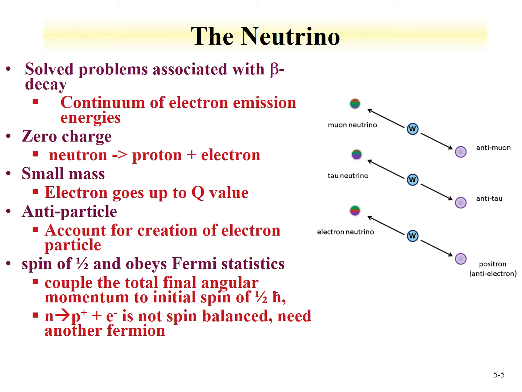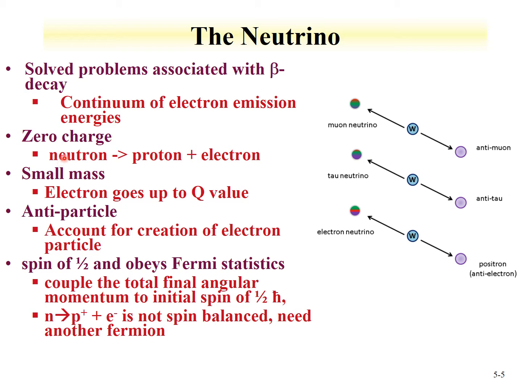Now, we can use this energy decay behavior to evaluate some properties associated with the decay, and one of the first things that we can come up with is to discuss the neutrino. The neutrino solves some of the problems associated with beta minus decay. There's a continuum of electron emission energies. Well, that means that the total energy must be the sum of a number of particles. Also, there's a zero charge problem.